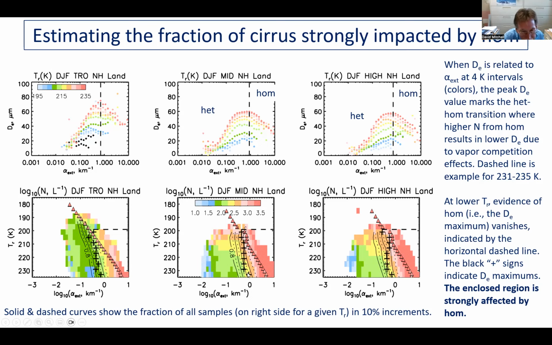So when you do this on the lower panels here, the plus marks are showing how, for a given temperature, the regimes separate. So for each temperature interval, we have an effective diameter maximum, and that's indicated by the plus marks. When the maximums disappear, we can't see any maximum any longer, then we draw this horizontal dashed line. And so anything above that horizontal dashed line is no longer showing evidence of homogeneous nucleation.